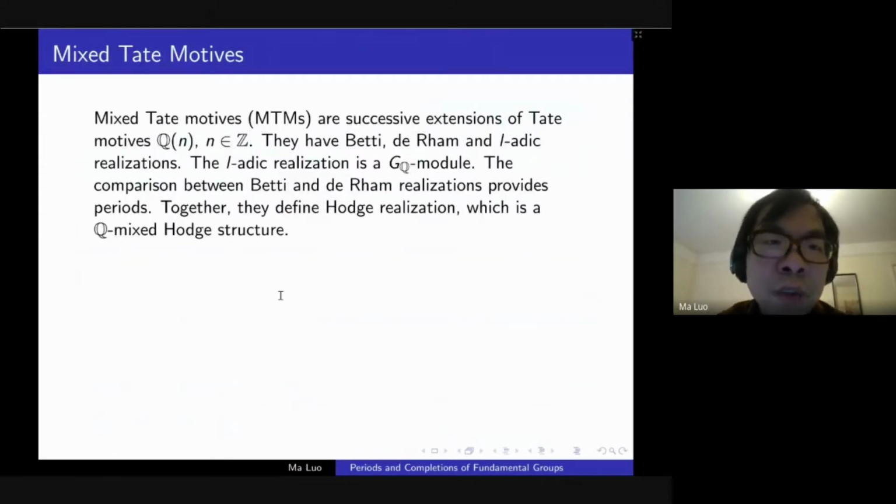And the mixed Tate motives are one of the most basic, fundamental sets of motives, I guess. So they are successive extensions of Tate motives. They have Betti, de Rham, and l-adic realizations. The l-adic realization is a Galois module, a G_Q module, which I won't talk about in this talk. And the comparison between the Betti and the de Rham realization provides periods, as we saw before. And together they define a Hodge realization, which is a Q-mixed Hodge structure.